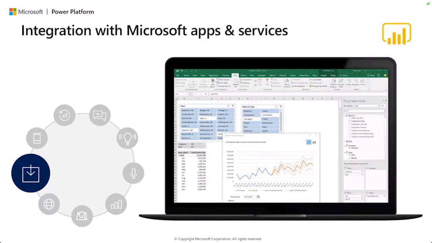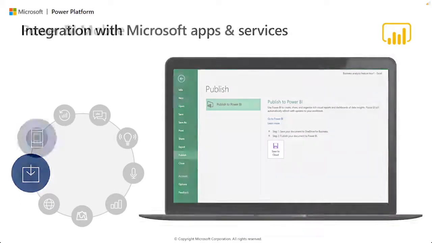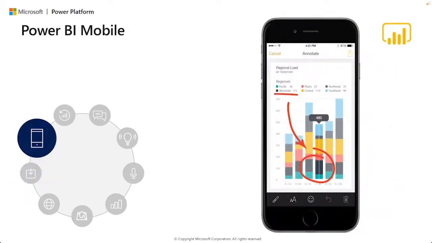And so you can use Power BI embedded in those different services. And then when you publish it, you can export any Excel data to Power BI. And finally, you can use Power BI Mobile, on which not only can you have access to the data, but you can also annotate, collaborate, and share the findings that you make on that data with the rest of your team.